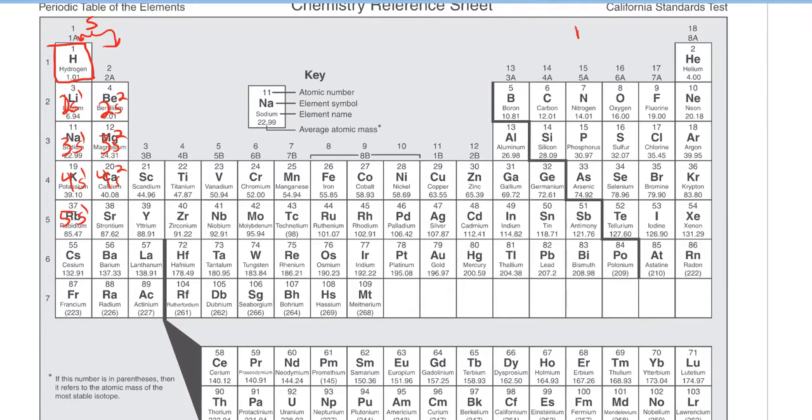And then the p block elements are those that are in groups 13 through 18. So over here we have 13 through 18 from boron down.